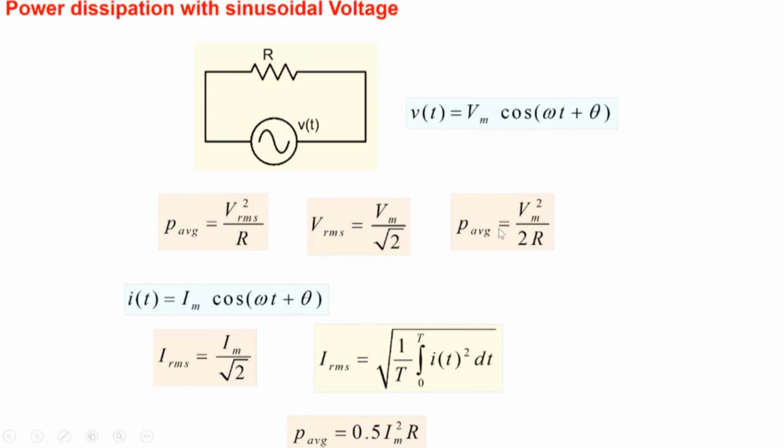So same representation, except note that the average power has a factor of half here because of the nature of the sinusoids. Different periodic signals will have a different factor there, which comes about by taking the RMS value of that periodic waveform.